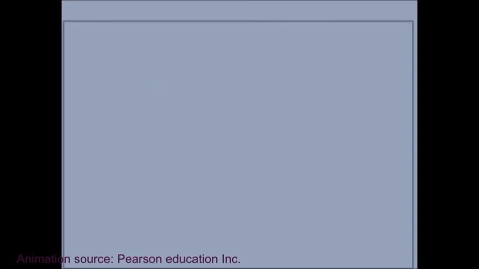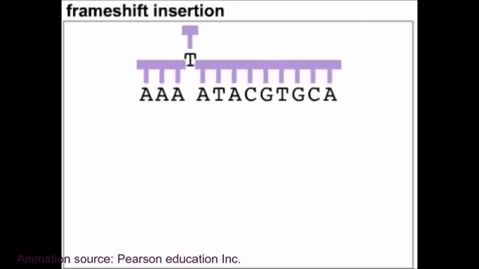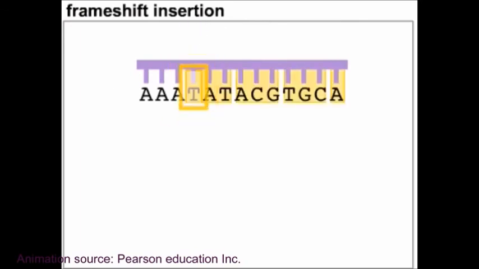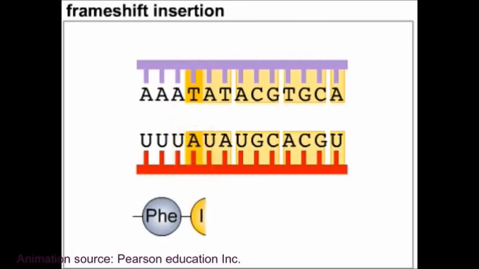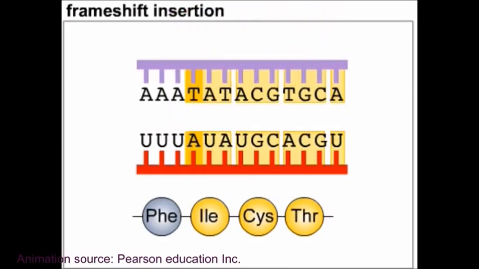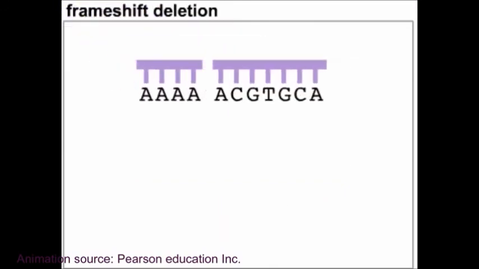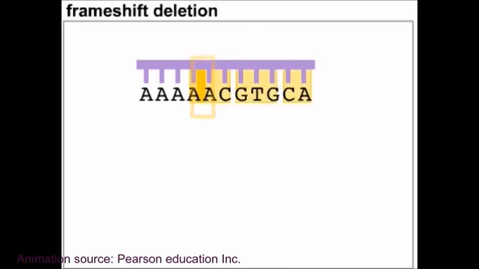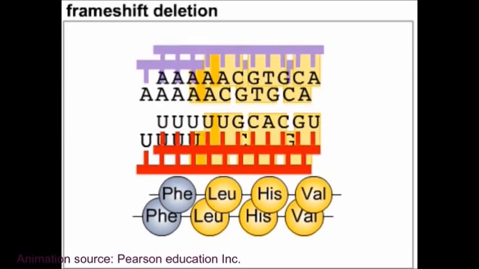Now let's look at the second type, that is a frameshift mutation, first the frameshift insertion. If one or more bases are added to the DNA sequence causing a shift in the reading frame of the resulting codons, the mutation is a frameshift insertion. If one or more bases are removed from the DNA sequence causing a shift in the reading frame of the resulting codons, the mutation is a frameshift deletion.